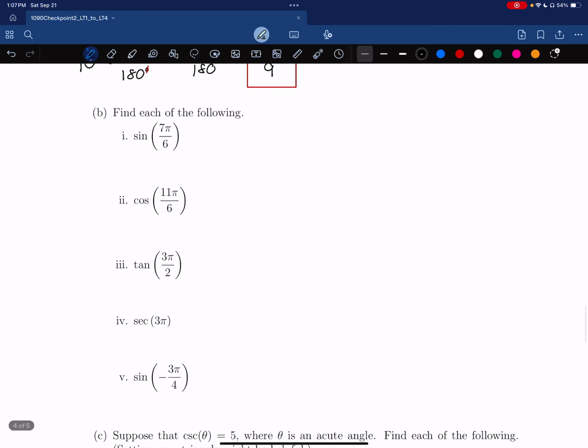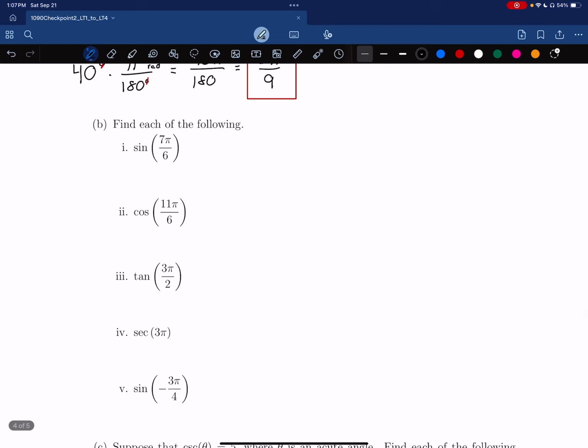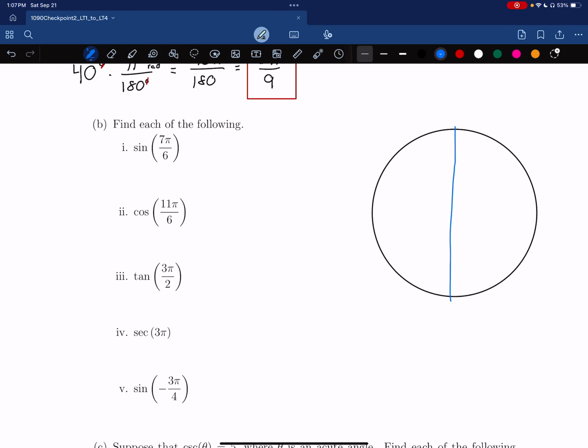So part B is asking us to evaluate a few trig functions. What I'm going to do first is draw a circle, more specifically a unit circle. Okay, that's a circle. And I'm going to give it some axes. This isn't really that necessary, but sometimes I think it's good to visualize the unit circle when you're solving these trig functions. So we're given that theta is equal to 7 pi over 6.